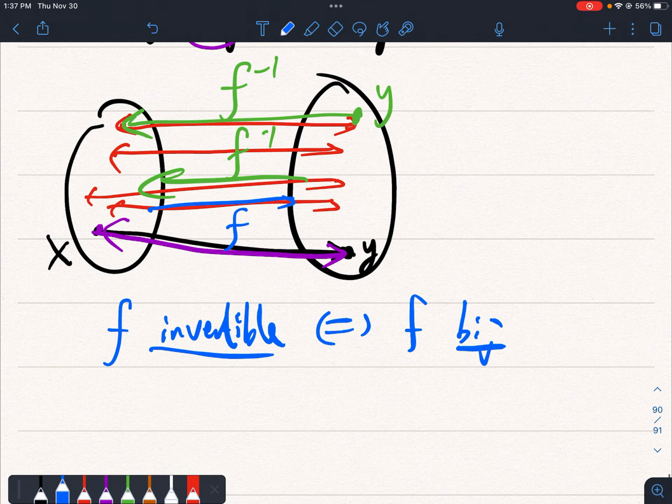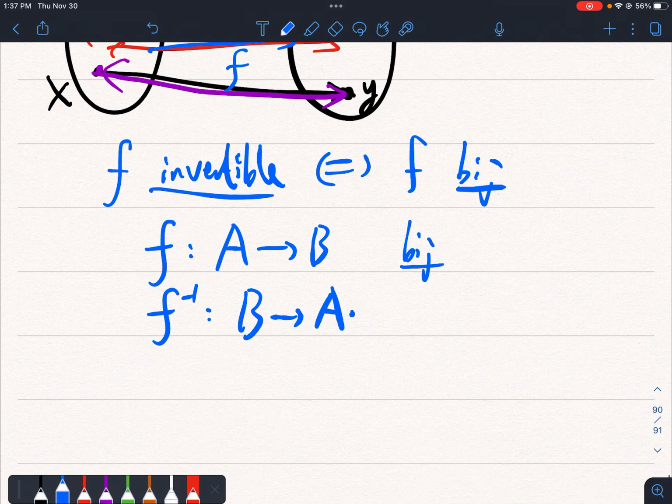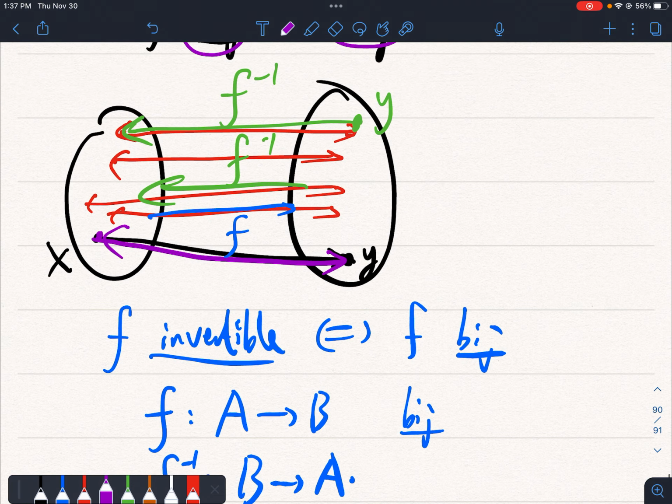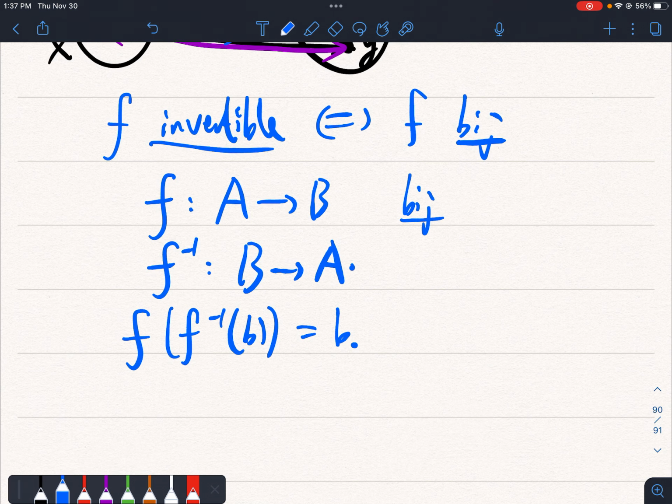Invertible means that we can find some f inverse, but by this graph, I think it's very easy to see that they are equivalent, if and only if it's bijective. So if f is a map from A to B that is bijective or invertible, then f inverse must be a map from B to A such that two things are true. First, f of f inverse of every B, or every y, it doesn't matter, is equal to B.